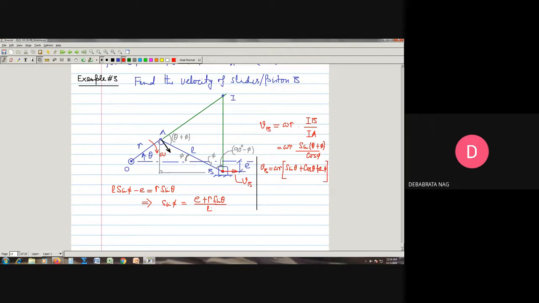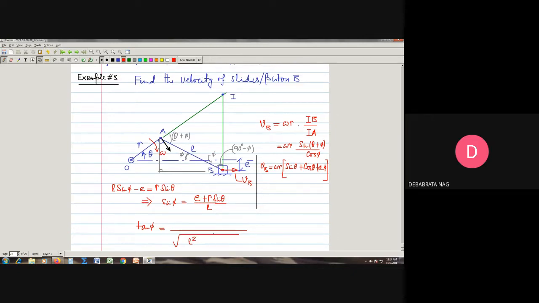Now since sine phi is given here, we can say from this relationship that tan phi is going to be equal to root over L square minus (E plus R sine theta) whole square, and on the top we can write E plus R sine theta. So that is going to be our tan phi.